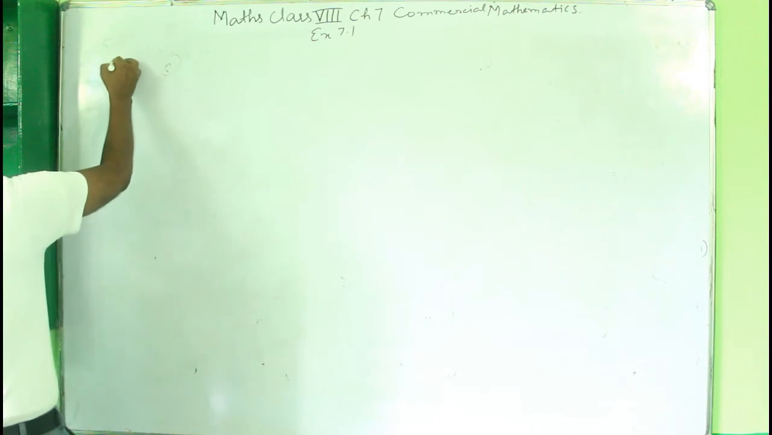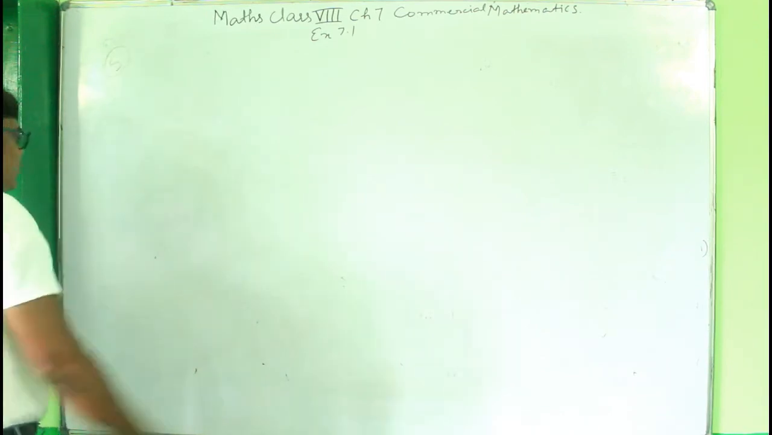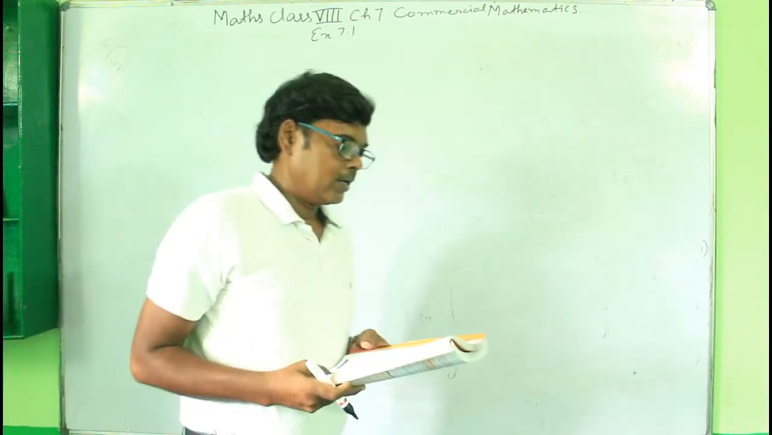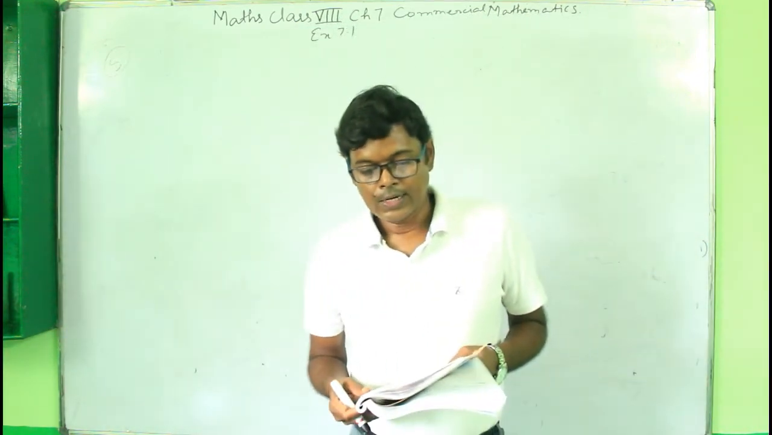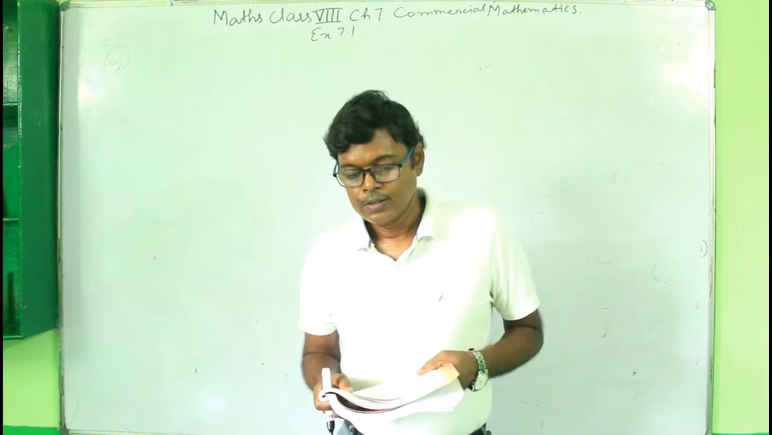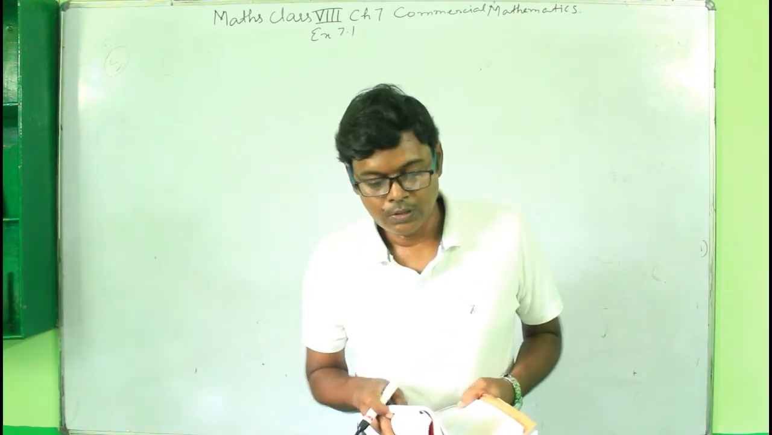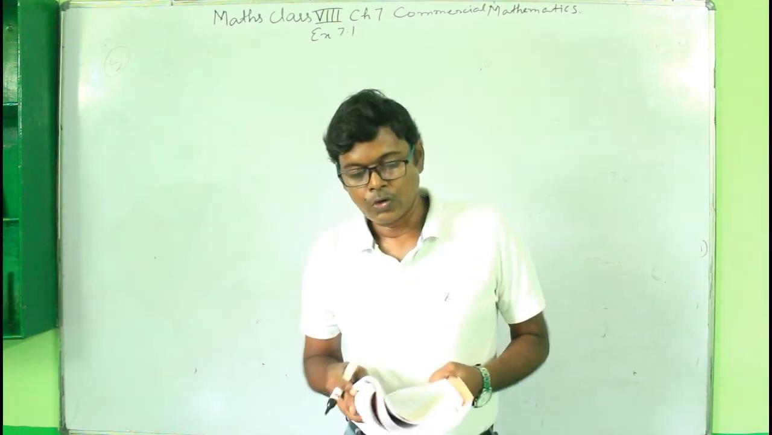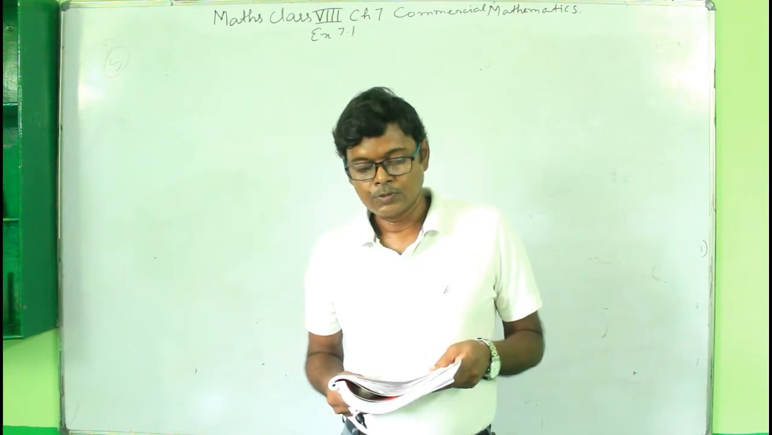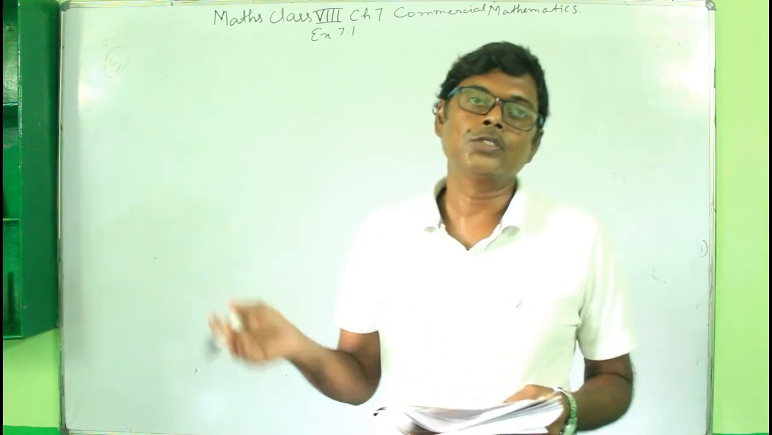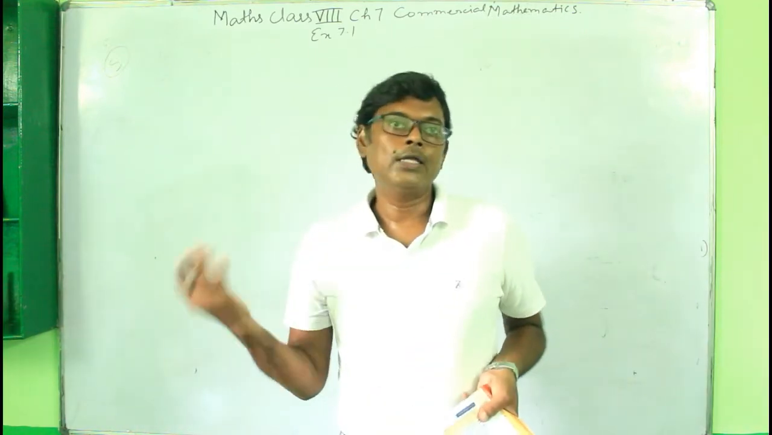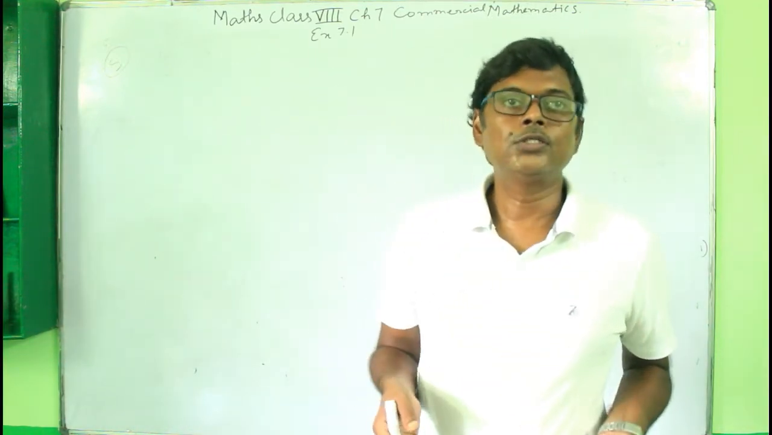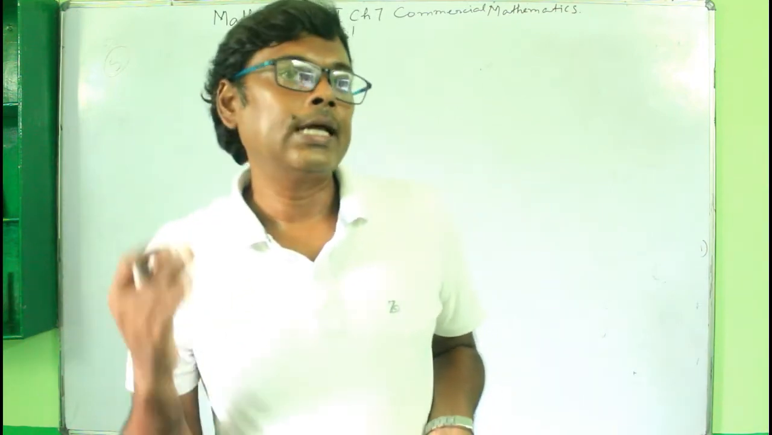Now I will solve question number 5. In this question number 5, a car takes 18 hours to travel 540 km. Find the time taken by it to travel 720 km if the speed of the car is constant. Here the speed of the car is constant, and this is the case of direct variation. You have to first identify whether the question is of direct variation or indirect variation.